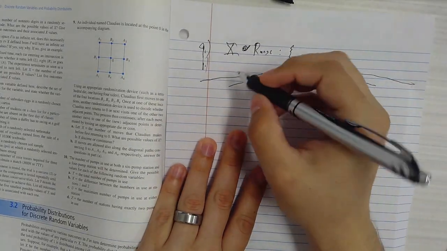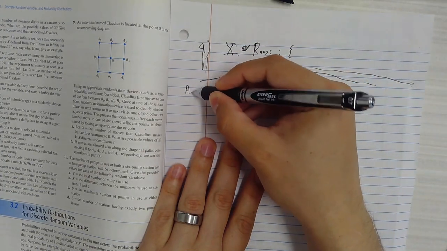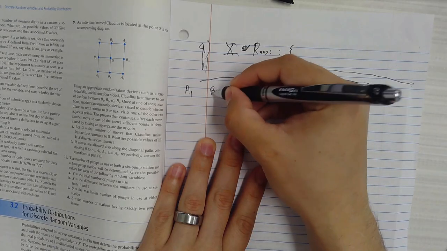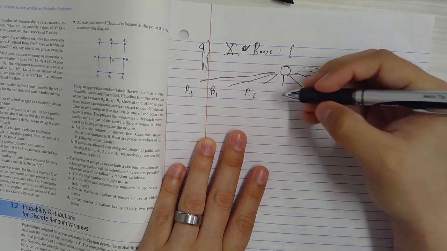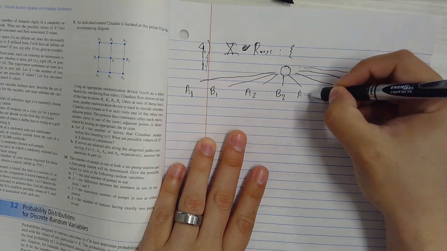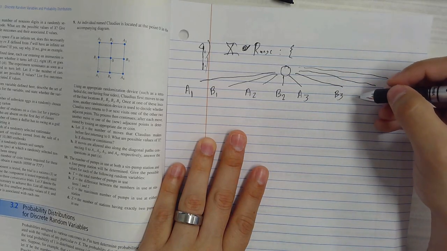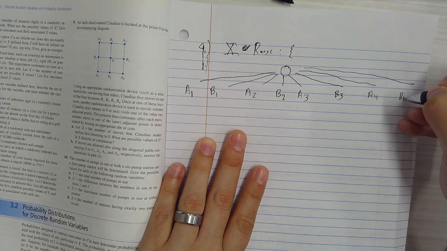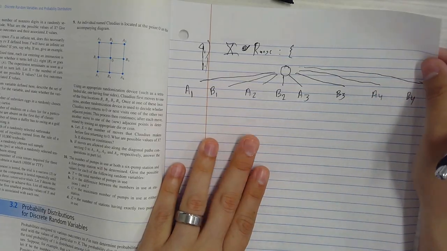Okay. So we'll just start with this. We'll say 0 to A1. We can go 0 to B1. We can go 0 to A2. We can go 0 to B2. We can go 0 to A3, 0 to B3, 0 to A4, and then 0 to B4. These are all the possible moves that we can make here.